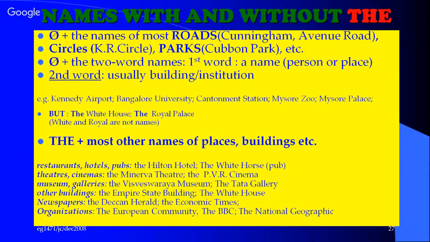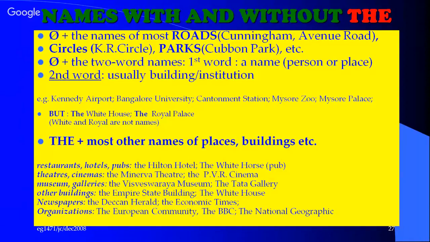No article with two word names, where the first word is the name of a person or place, and the second word is usually the building or institution. For example, Kennedy Airport, Bangalore University, Cantonment Station, Mysore Zoo, Mysore Palace. With other words again, we don't use the. But we say the White House, the Royal Palace, because here White is not a name. Royal is again not a name.